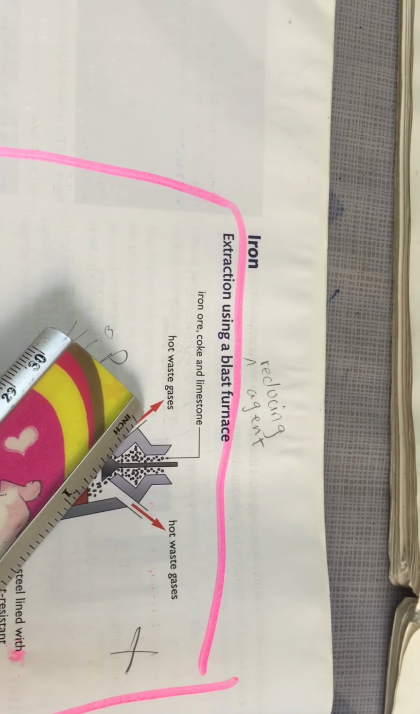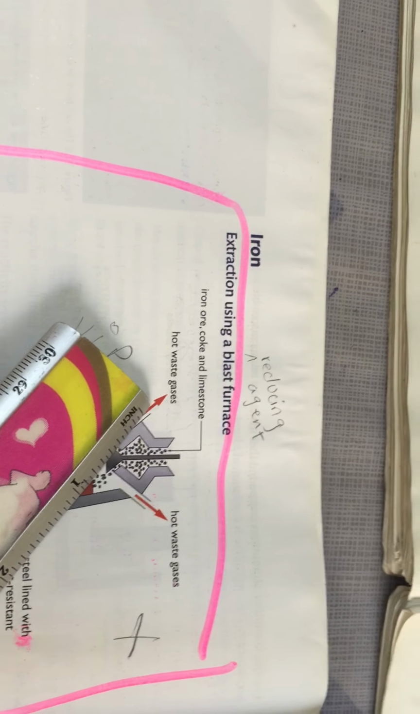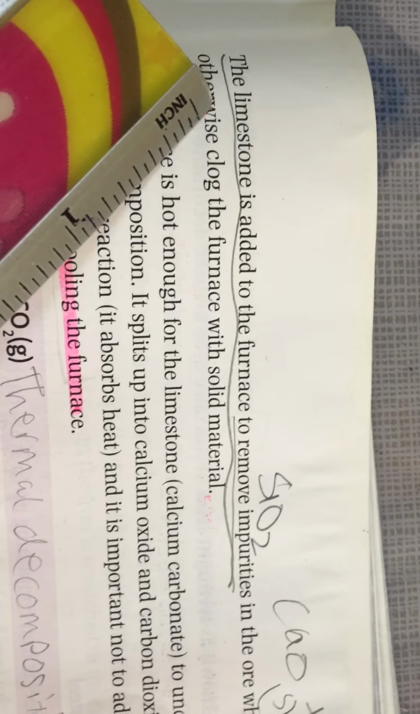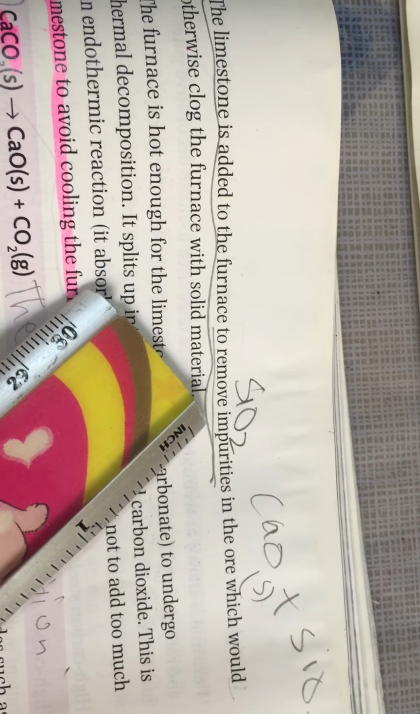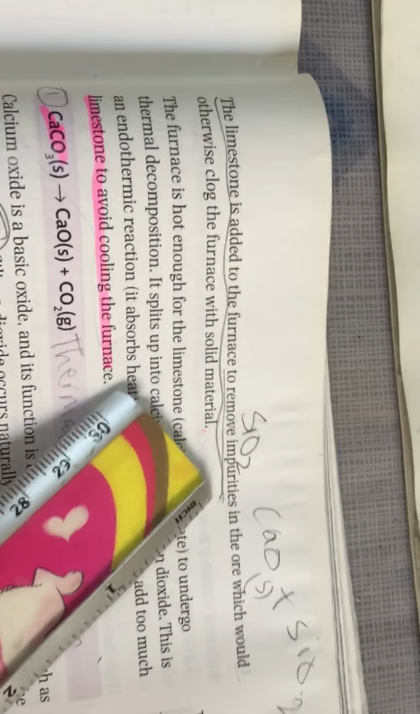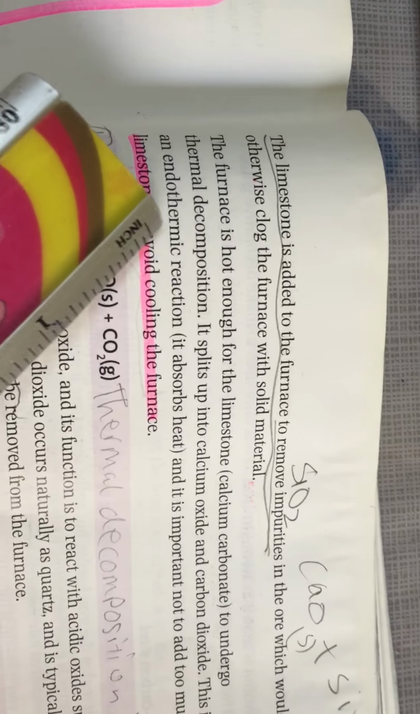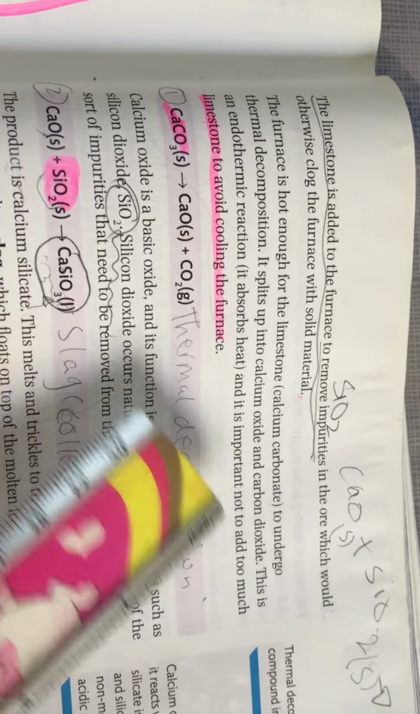Okay? We said we add limestone. What is the use of limestone? Calcium carbonate. We add limestone, or calcium carbonate, to remove impurities that can be found with the ore, like here. The limestone is added to the furnace to remove impurities. Impurities like what? Like silicon dioxide. What are the impurities we have here? Silicon dioxide. Okay? How can we remove this impurity?